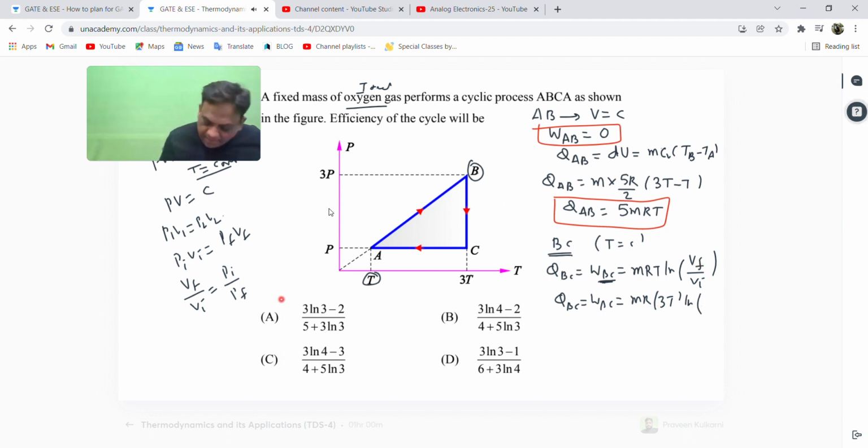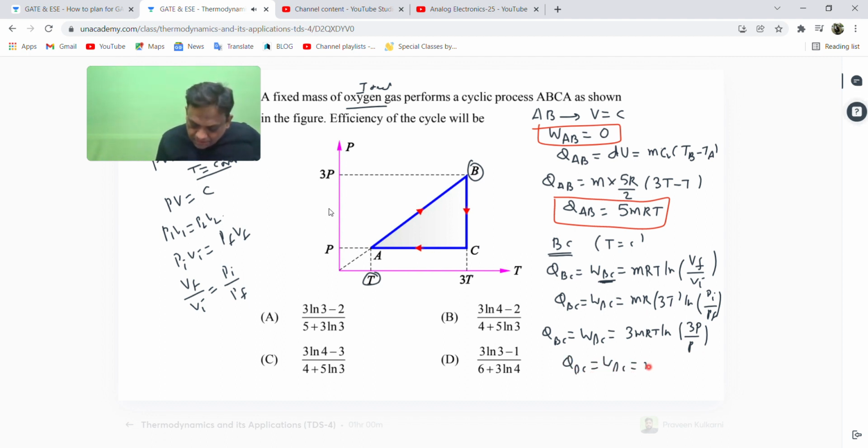Can I write V final by V initial as P initial by P final? Wonderful, my dear students. So heat transfer in BC is equal to work transfer in BC is equal to 3 mRT log. For B to C, what is initial? B is initial, meaning 3P. For B to C, final is P. So heat transfer in BC is equal to work transfer in BC is equal to 3 mRT ln 3, the P cancels out.